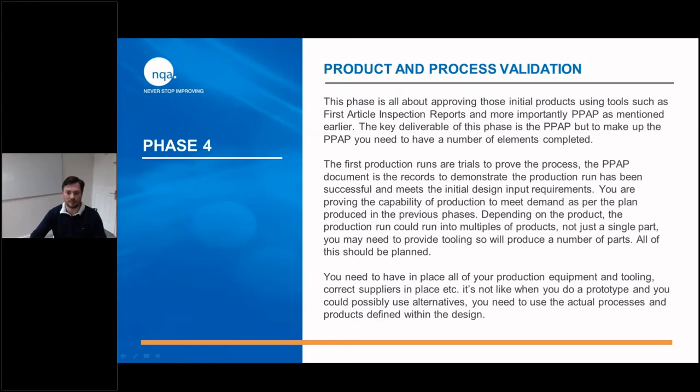Okay, phase 4. It's about improving the initial products using tools such as your FAIRs, your PPAPs, things like that. So we've done a little trial beforehand in the previous phase. This is about fine tuning it, making sure the process is robust, signing it off, getting everyone's buy-in. You kind of freeze what it is in that state. So this is how it is, this is fixed, no changing, and we can just run the product into normal production.